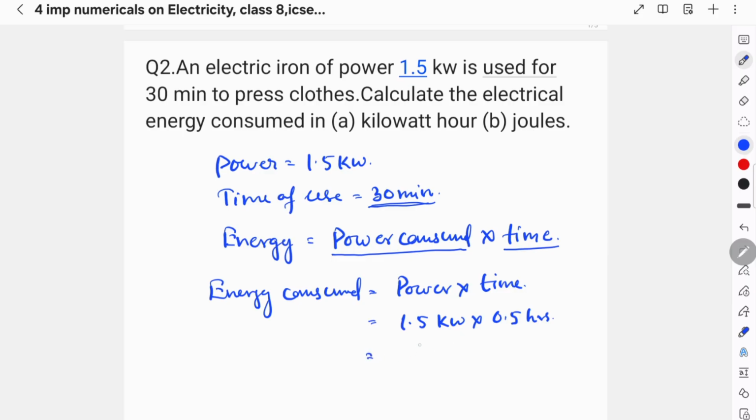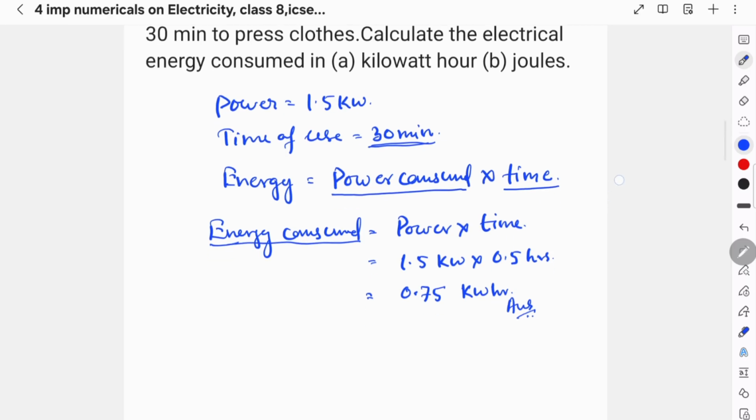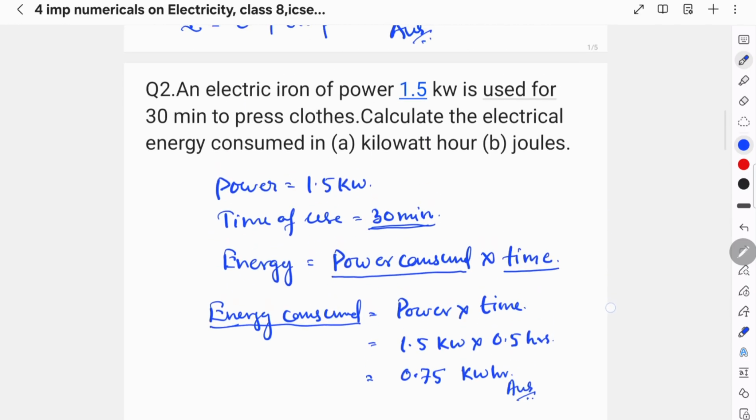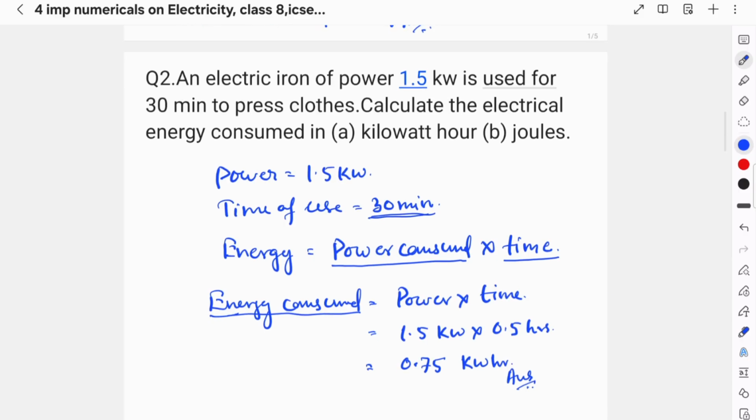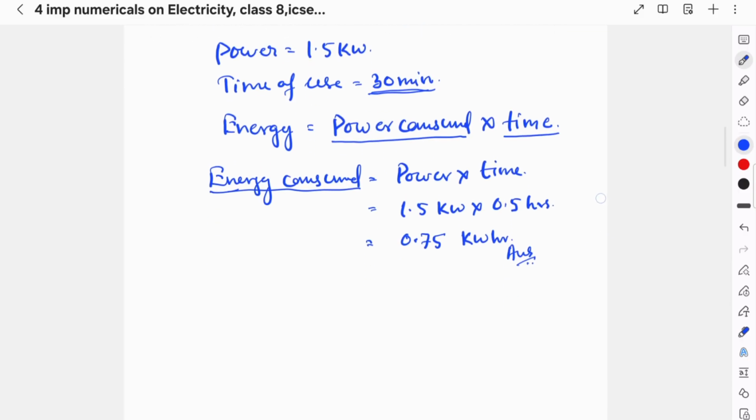So energy is how much? 1.5 into 0.5 kilowatt hour. So this will be 0.75 kilowatt hour. So this is the answer. Now see the second part. What they are asking in the second part is to find the energy consumed in joules.